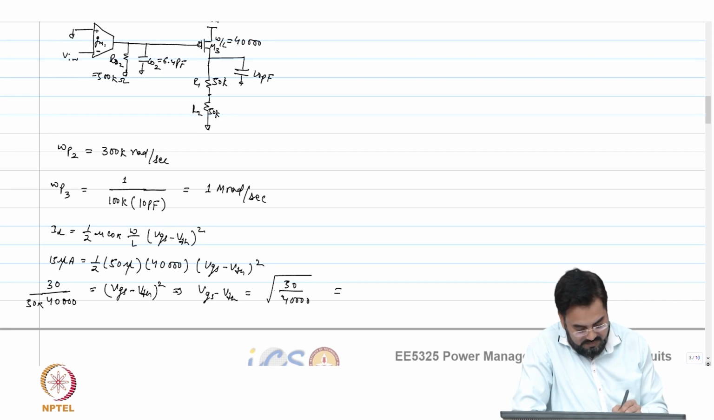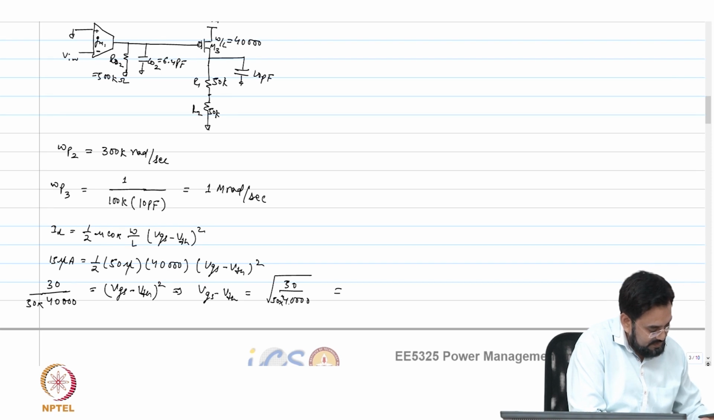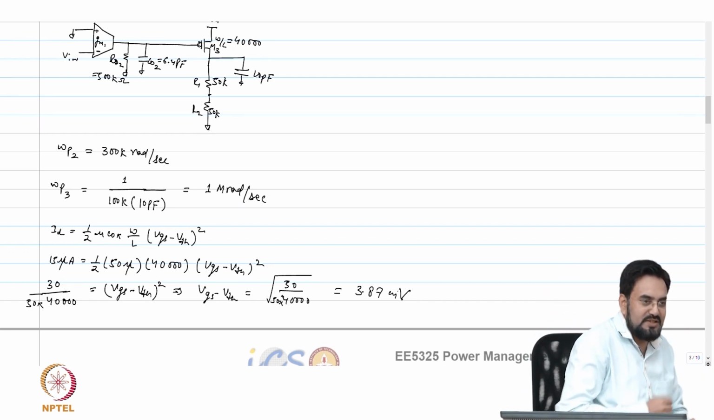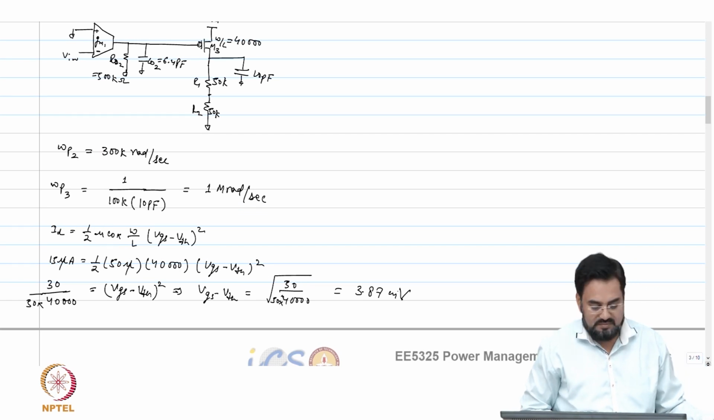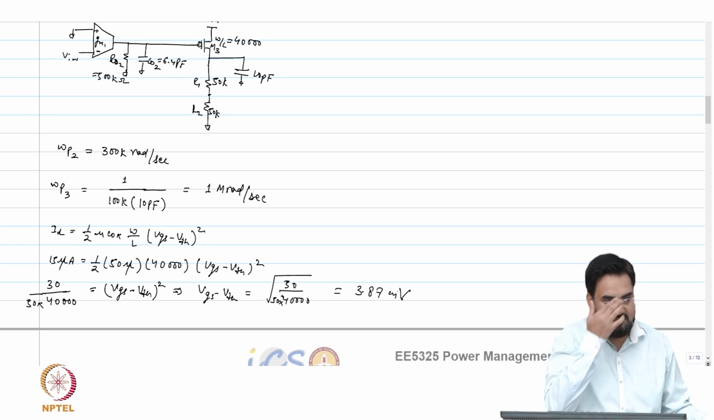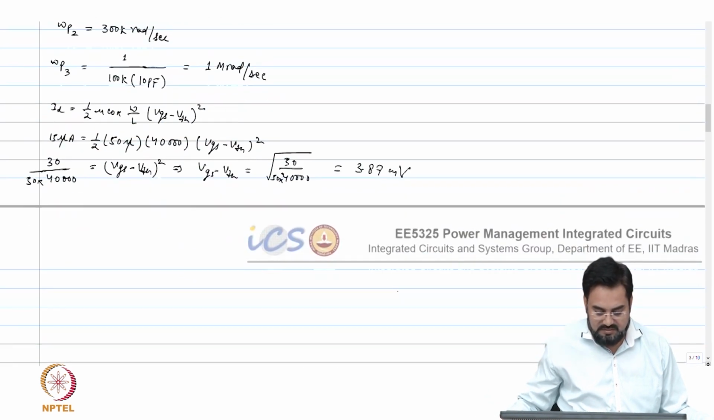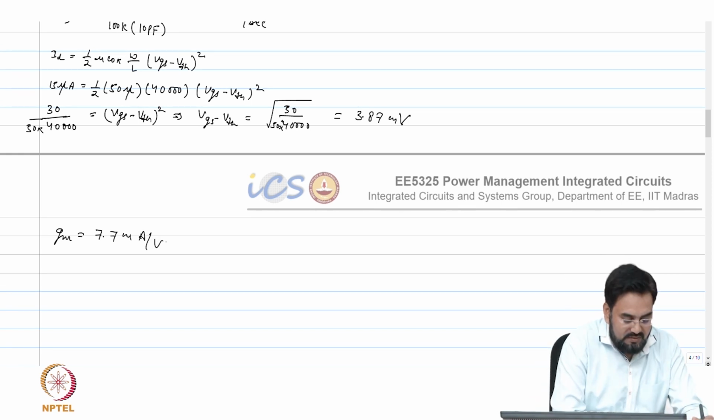Okay. Now how much is that? Divide by 50. 3.87 millivolt. It's pretty close to 0. So that is VGS minus VTH. Now the GM value. Okay, so what is the GM? 7.77. So GM is 7.7 milliampere per volt.